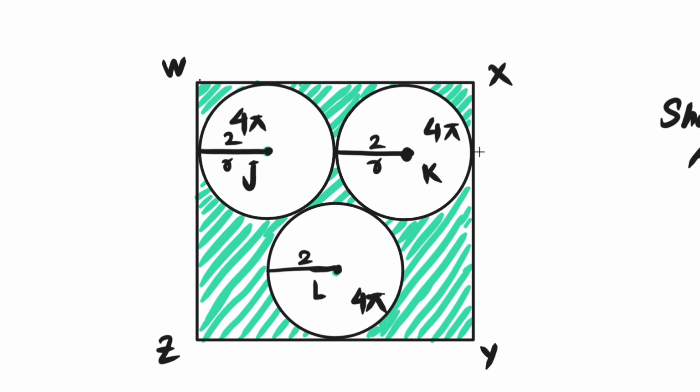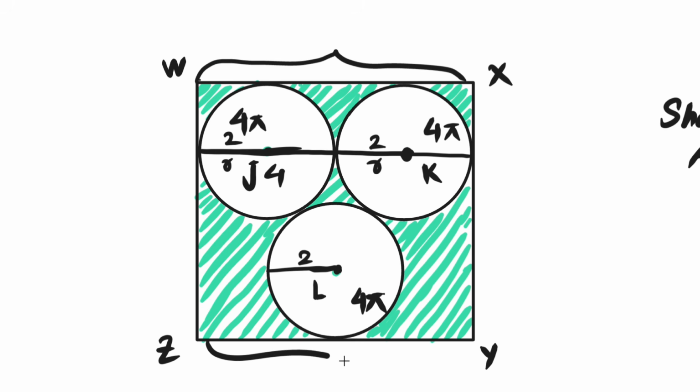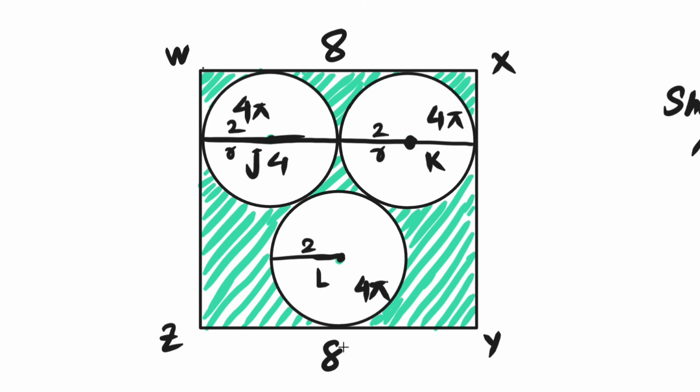Look at the two circles positioned across the top. Each circle has a diameter of 4 units. The first circle stretches across 4 units, and the second circle stretches across another 4 units. Since the two circles touch each other, there is no gap between them. Therefore, the entire horizontal width of the rectangle is 4 plus 4, which equals 8 units. So the width of rectangle WXYZ is 8 units.